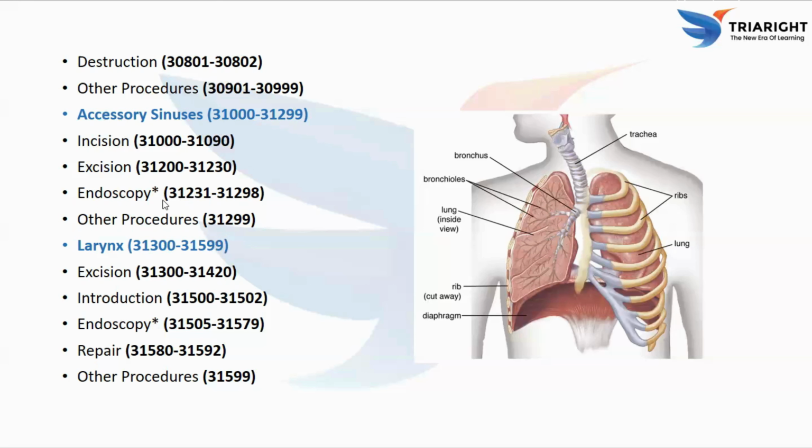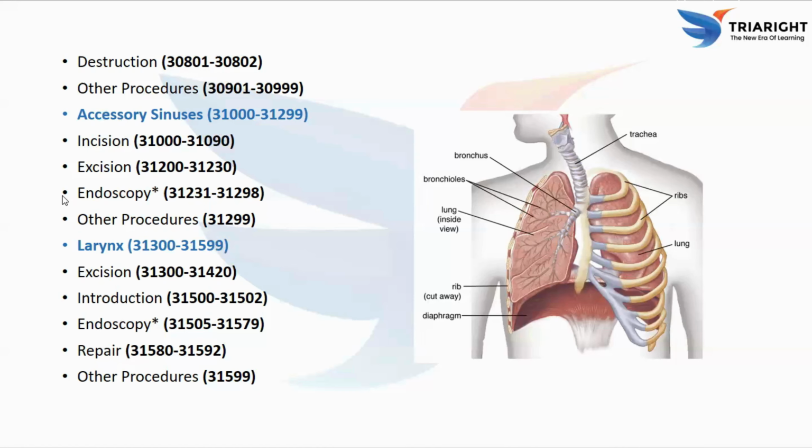Endoscopy means it uses an endoscope to visualize or treat sinuses. So this asterisk means special guidelines apply and bundling rules are very important in these endoscopy procedures. For example, diagnostic sinus endoscopy and endoscopic sinus surgery. Other procedures, these are the rare or unlisted sinus procedures.